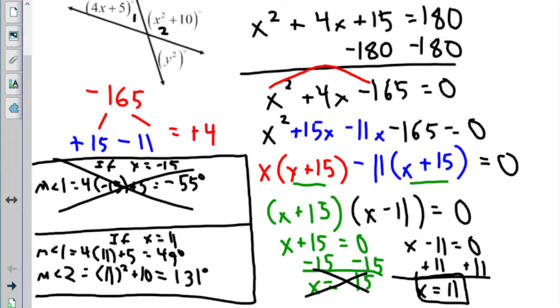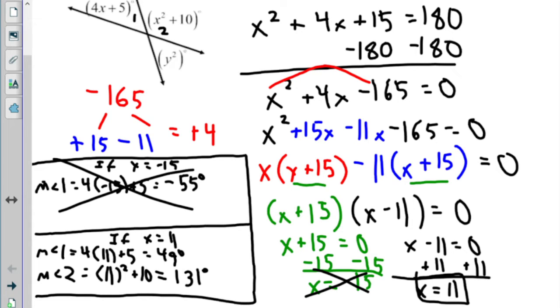First of all, I asked you to try this problem on your own, get as far as you can. I said I was going to start today by putting the answer up and then seeing if we have any questions. So there's the answer. Here's how you had it factored: x plus 15 times x minus 11.